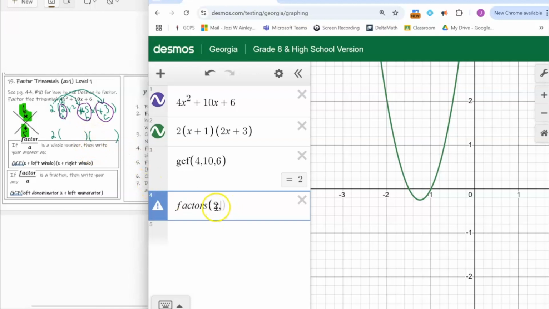No, factors of AC. I'm sorry, I'm tripping. Factors of AC, which is 6. Okay, so no, that doesn't help me. Too many variables. Maybe factor of 3.